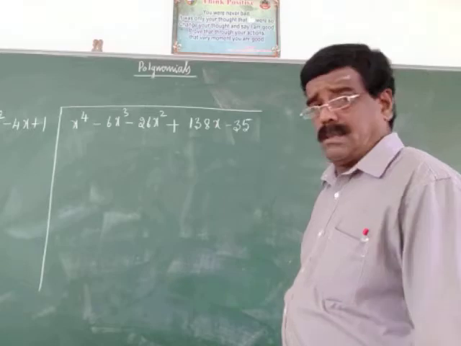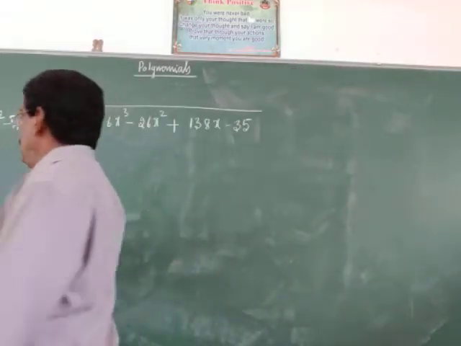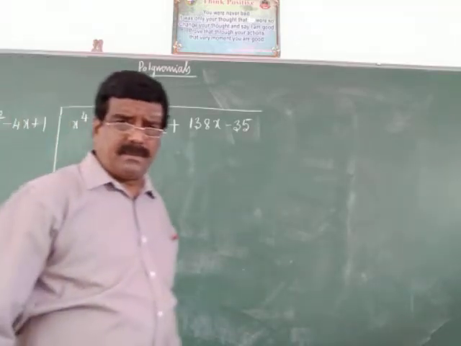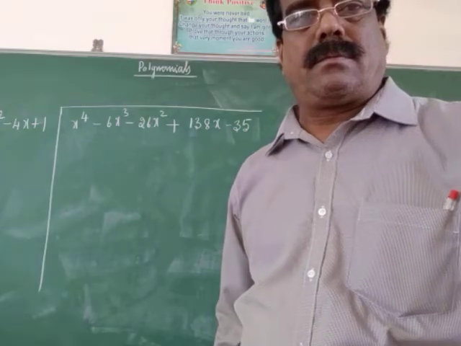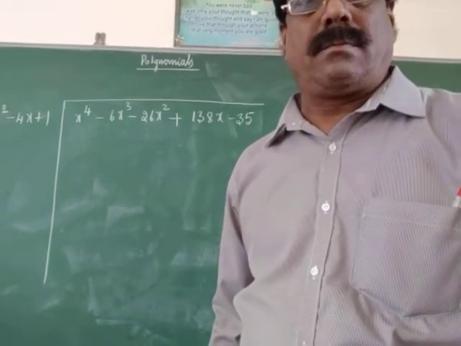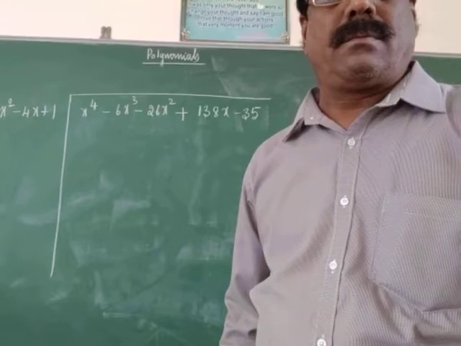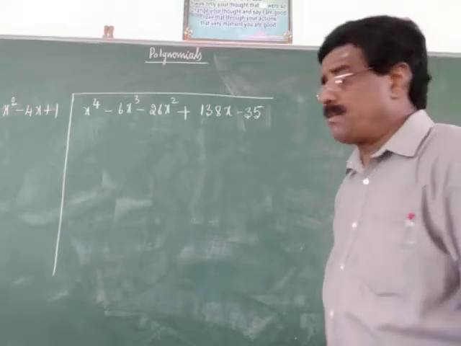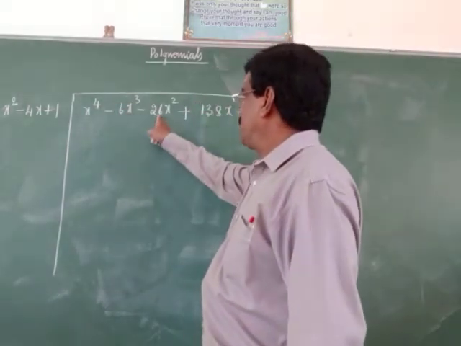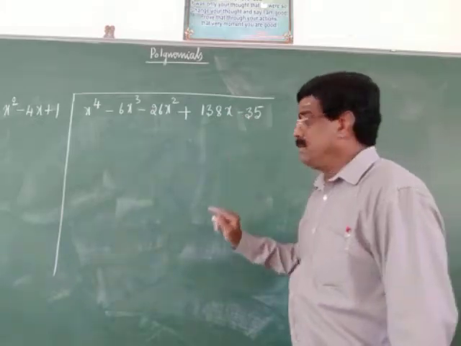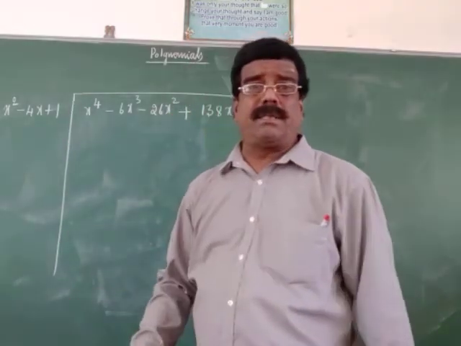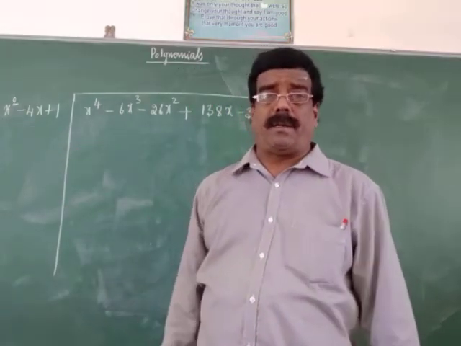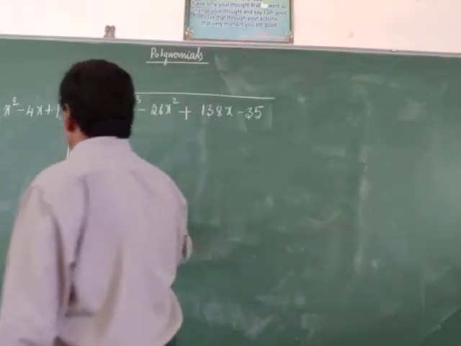Yes. So children, now this x square minus 4x plus 1, and this one, x to the power of 4 minus 6x cube minus 26x square plus 138x minus 35, was given in the sum. So here again the procedure is the same. This we found by applying the zeros of the quadratic polynomial to get the quadratic. Now we will divide this as usual.